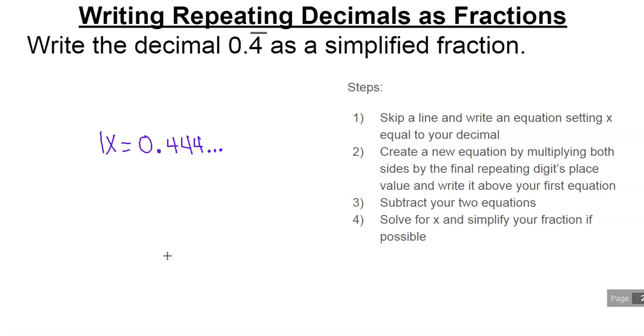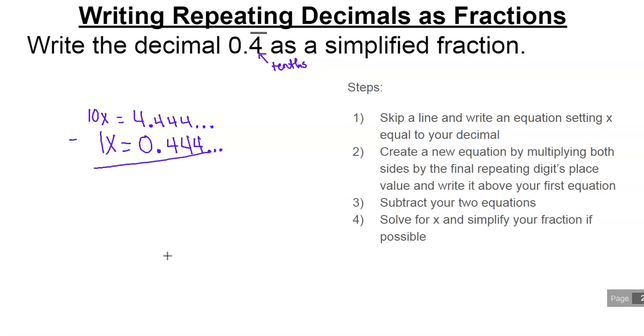Now, what you're going to do is based off the farthest place value. In this one, it goes to the tenths before it starts repeating. So the farthest place value, you're going to multiply both sides of your equation by your place value. In this case, I'm going to multiply by 10 on the left side and multiply by 10 on the right side. When you multiply this repeating decimal by 10, it basically is just going to make it where one repetition of the 4 is in front of the decimal.